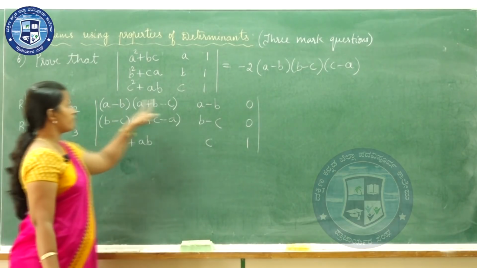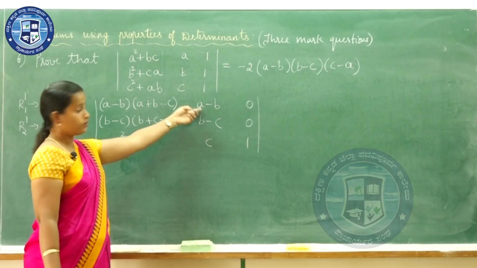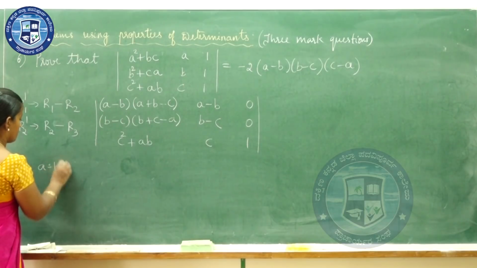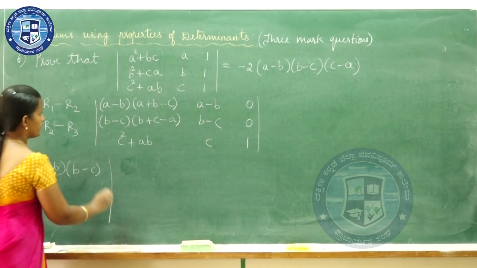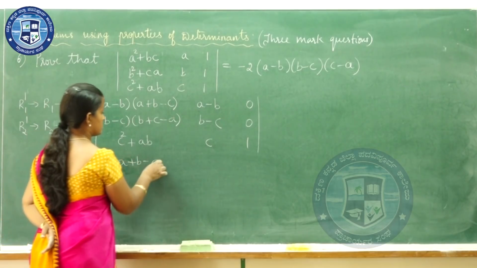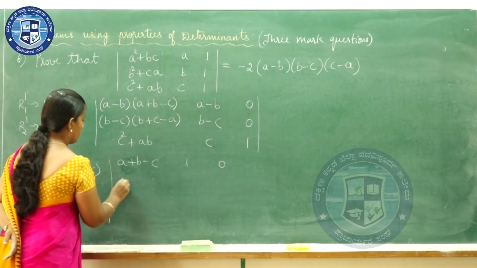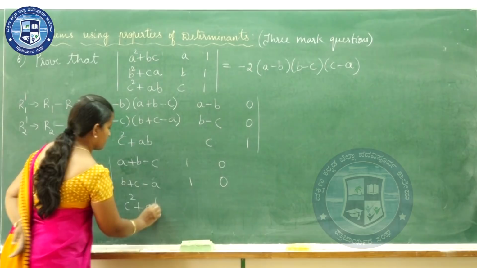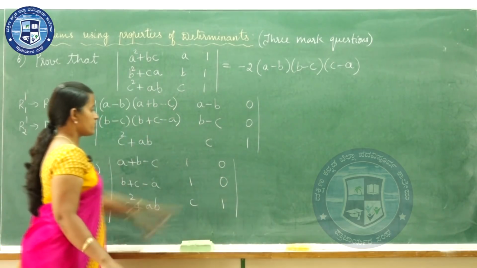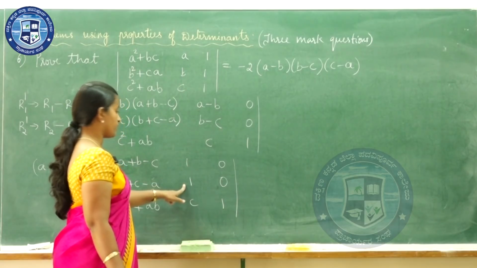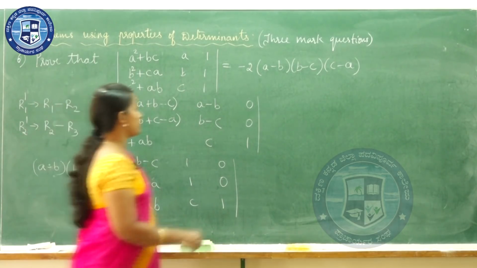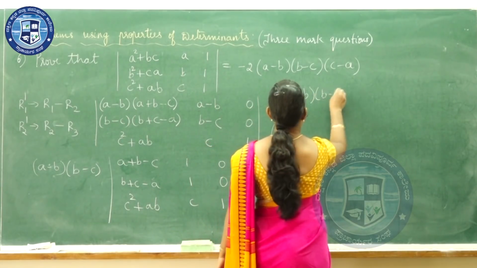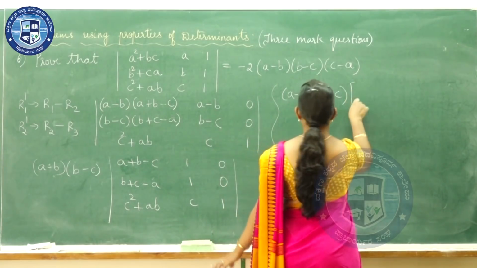Now observe, from the first row you can take A minus B out, from the second row you can take B minus C out. So A minus B into B minus C, what will remain? A plus B minus C, 1, 0. B plus C minus A, 1, 0. C square plus AB, C, 1. Observe, we have already got two zeros here and here it is 1. So expansion becomes easy. So we can go for the expansion. So A minus B into B minus C. We will expand the determinant.